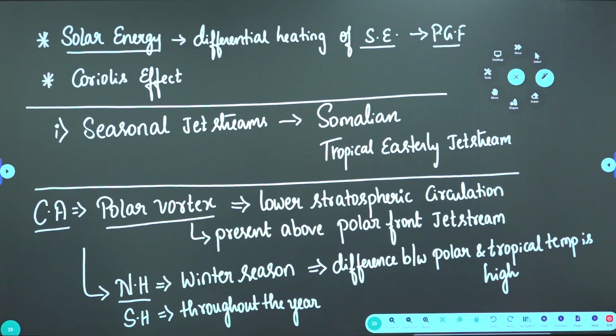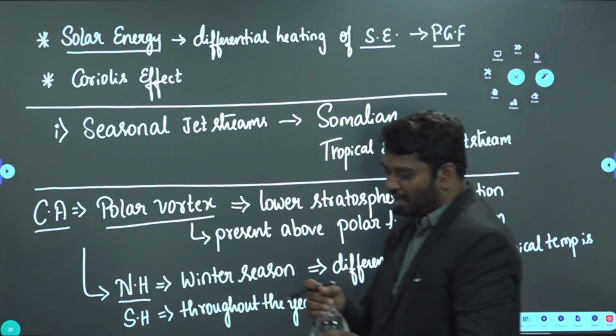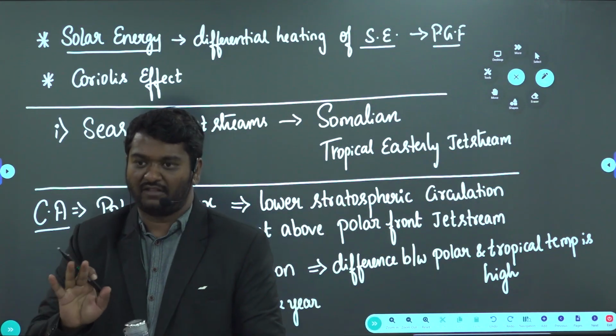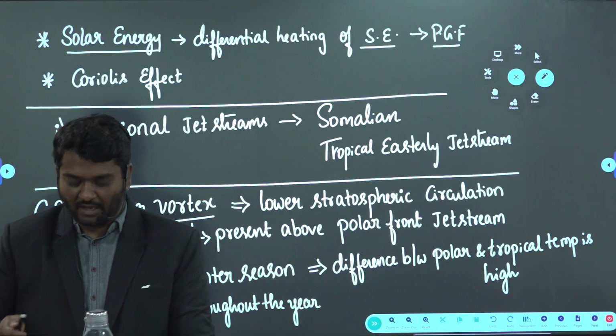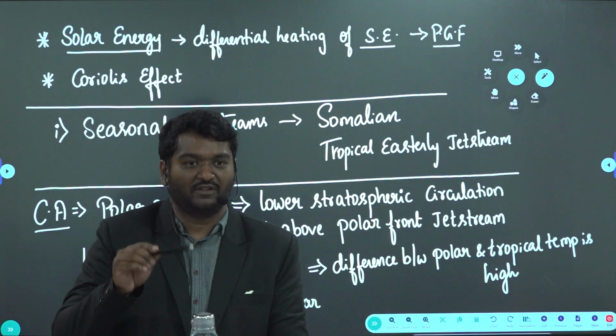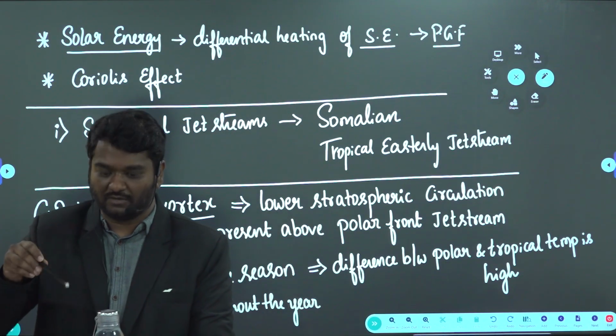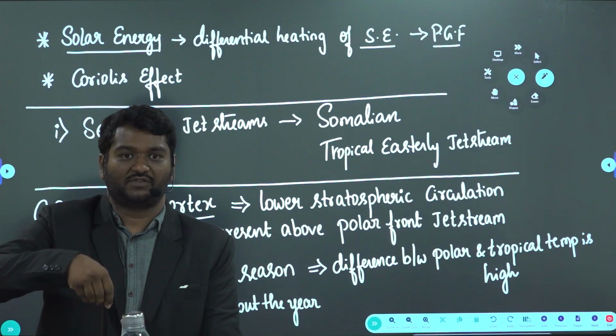Is it clockwise or anti-clockwise in the northern hemisphere? Just remember one thing. The moment they tell clockwise, anti-clockwise or anything in the exam, just remember jet streams and all. They go from where to where? West to east. West to east.